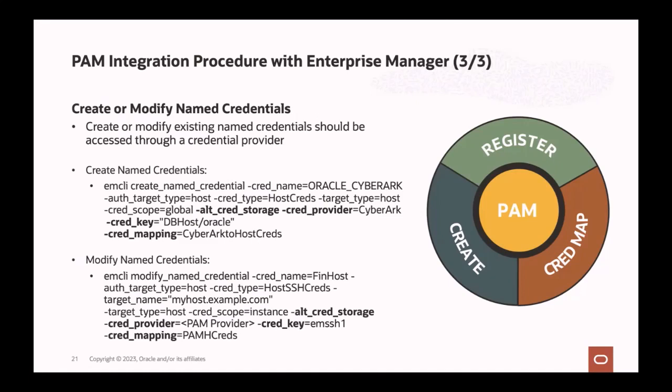So with this, whenever you require a name credential, EM will be able to seamlessly retrieve the credential from an external store, and it should be able to use it in the underlying workflows. So this completes the integration procedure. Like I said, it takes only 3 simple steps to integrate with Enterprise Manager. The first step is about register. The second step is about creating the credential mapping. And the third step is to create or edit an existing name credential.